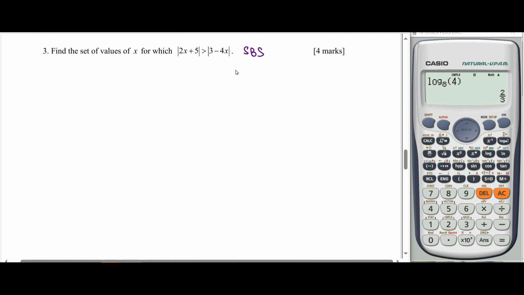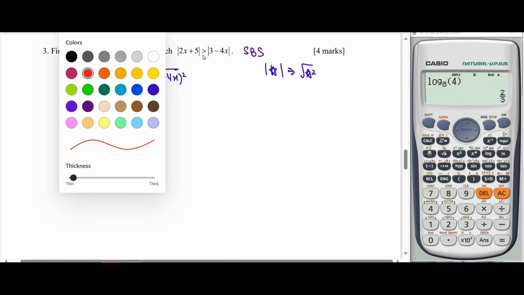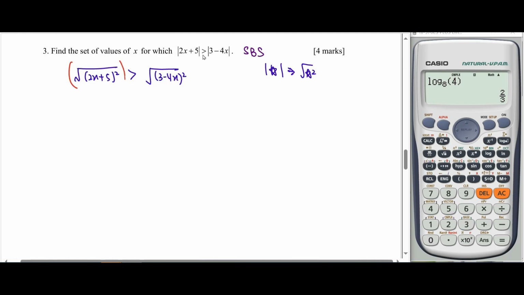So the modulus indicates that we change it to square root and square. This modulus will be the square root of (2x plus 5) squared, then the square root of (3 minus 4x) squared. Only for modulus on both sides in inequalities can we do squaring both sides. Other than that, we cannot; we have other methods to use. So squaring both sides, the square root and square can be simplified.